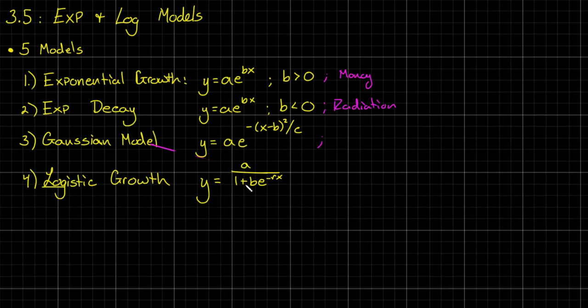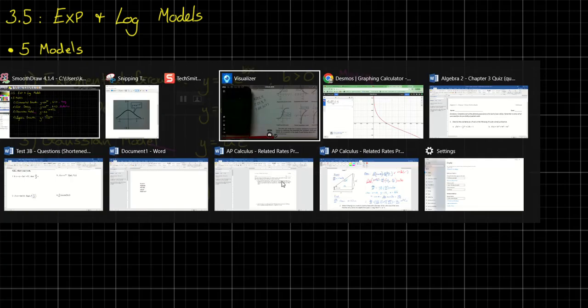A over 1 plus B e to the negative rx. Okay. This model is much more realistic. And there's a ton of places that this one gets used. Here it is. Now, this model, if we look at just this part, do you agree it kind of looks like it's growing exponentially right here? Like it's going faster and faster. Okay, this is the model that should be used for most real world phenomena.